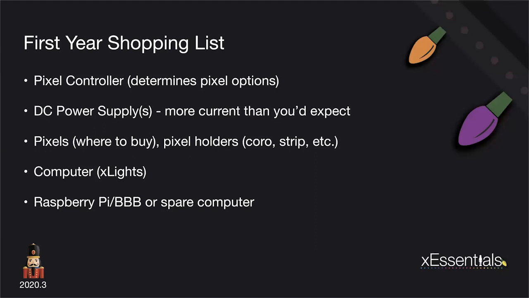Let's see. You'll need a computer running xLights, so that will create your sequences. And then you'll need a scheduler or player. Usually people will not use the same computer that they're running xLights on, because that kind of ties that computer up while your light show is running. So you use a Pi or BeagleBone or a spare computer to run xSchedule. Most people have spare computers these days. But you need something to run the scheduler, and it's usually a different machine.